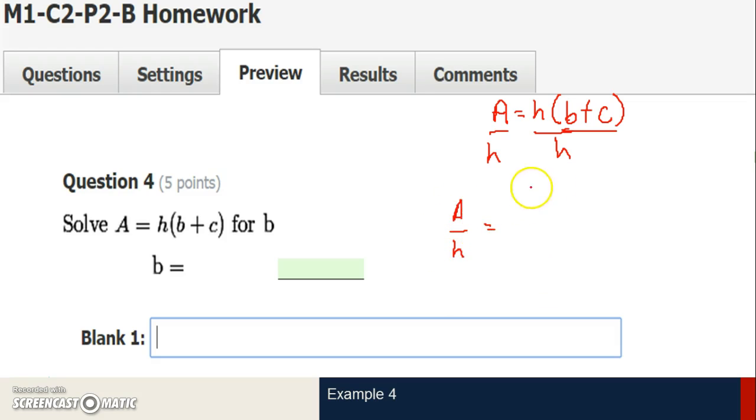A divided by h equals, and we know that these are going to divide to 1, so we can just write this as b plus c, because we know that this times 1 is just b plus c.